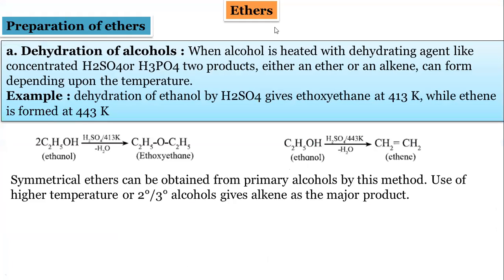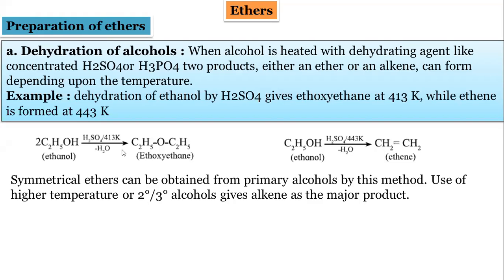Then preparation of ethers. In the halogen derivatives chapter, we also prepared ethers by using Williamson synthesis. We can also prepare ethers by dehydration of alcohols. Dehydration means nothing but removal of an H2O molecule. See the example carefully. When alcohols are heated with a dehydrating agent, which removes the water molecule.